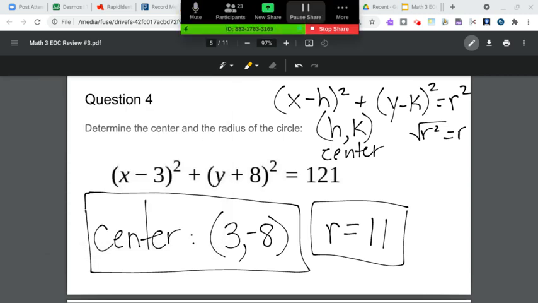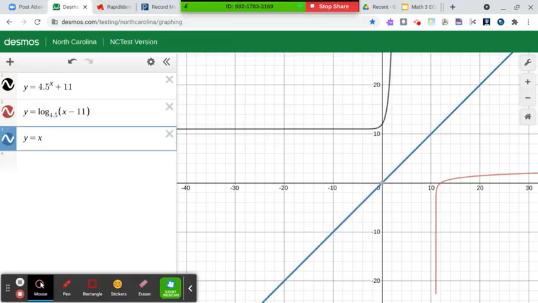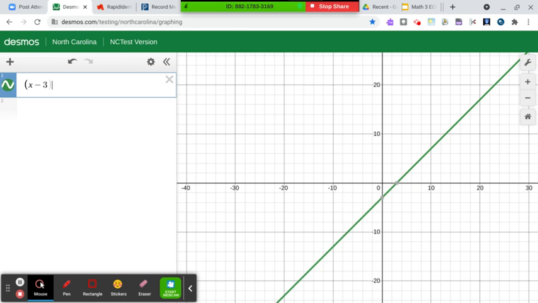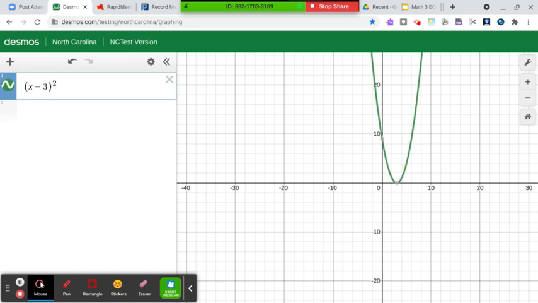Now let's say you come in on Monday, May 24th, and you're having a moment and you cannot remember how to do this. You use Desmos because Desmos is available to you. Watch this. You put it in exactly the way that you see it: x minus 3 squared plus y plus 8 squared equals 121.